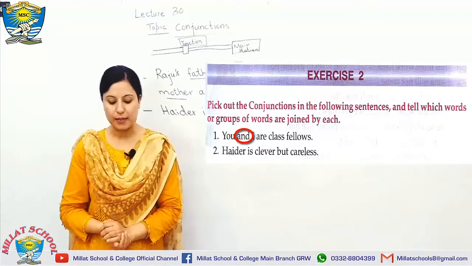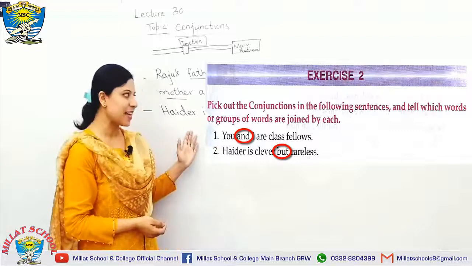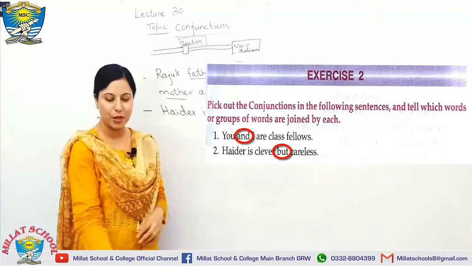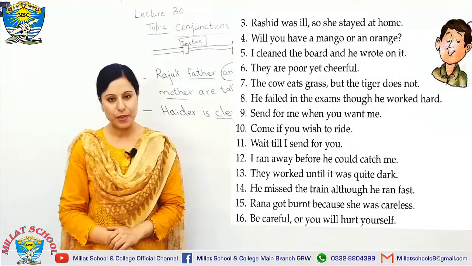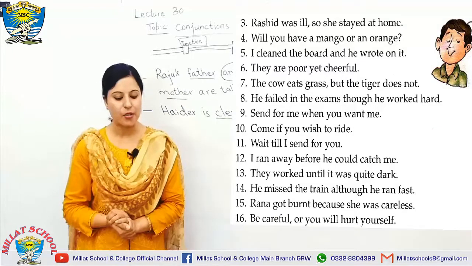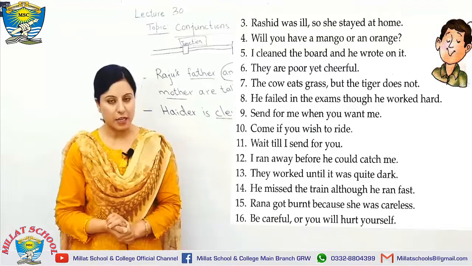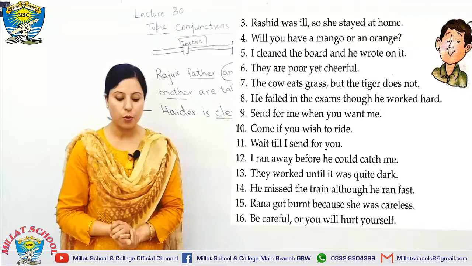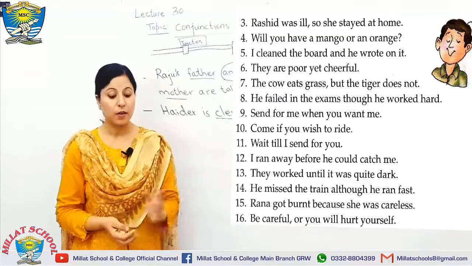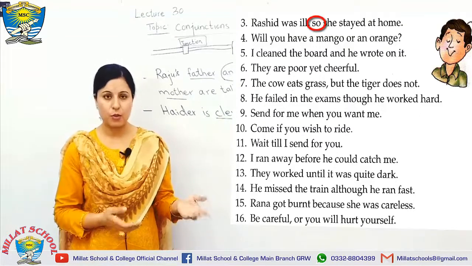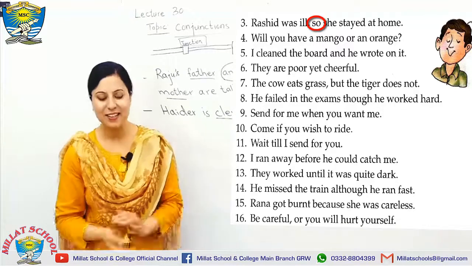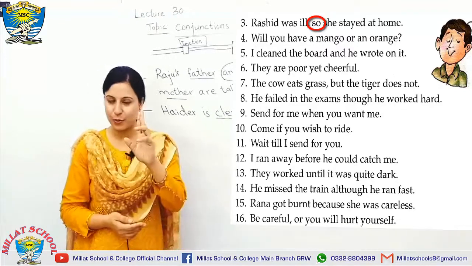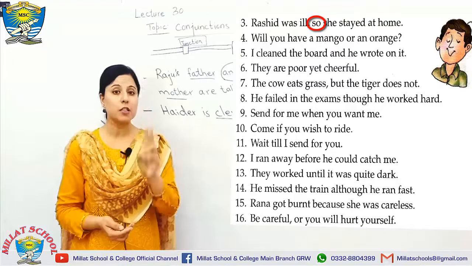Number 2, Heather is clever but careless, as I have explained this situation to you. On page number 174, you will see more sentences like this. Number 3, Rashid was ill, so she stayed at home. Rashid was ill, so is your conjunction. Yes, you have joined the two sentences in different situations.